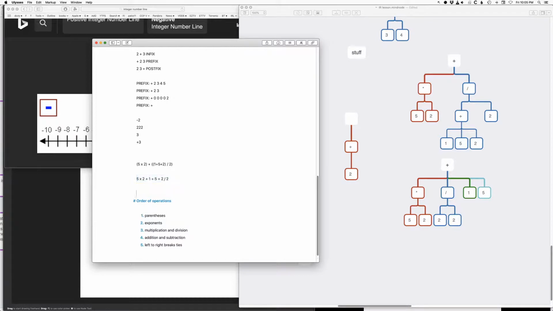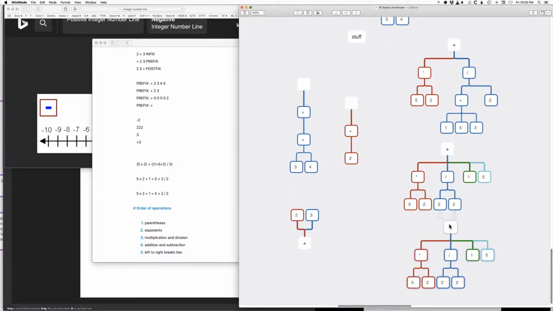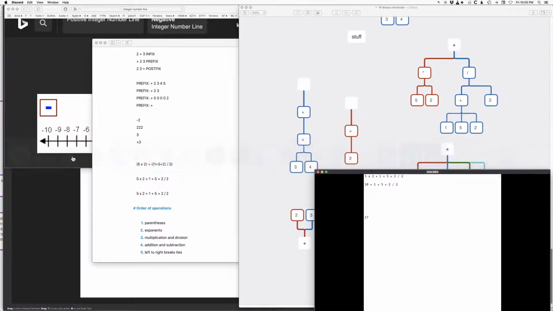Okay, and then do it one more time. Same thing to start with. And now ignore the order of operations and just go left to right. Okay, so I'm just going to move this out of the way. So just left to right. Okay, so we get a nice little 10. Then we get an 11.